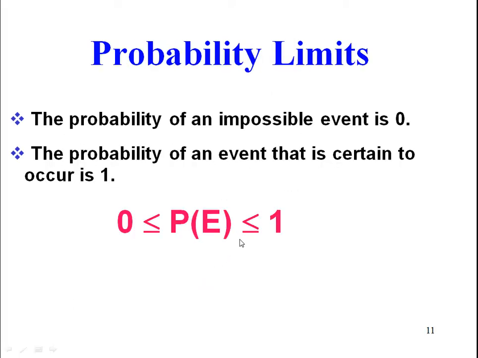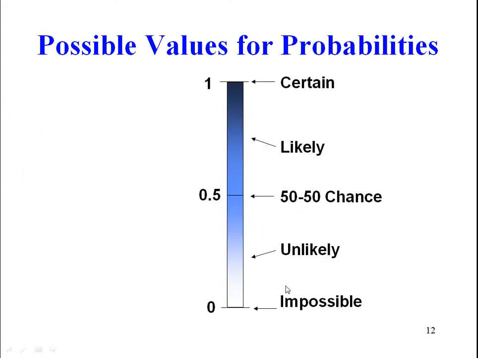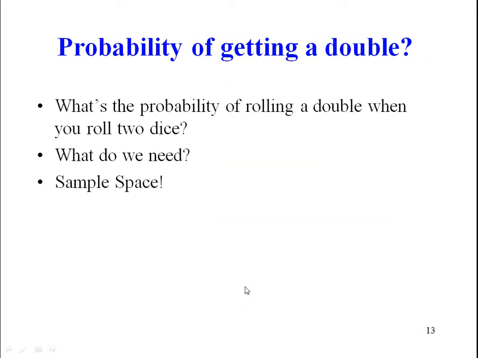Okay, so now all probabilities are between 0 and 1, because either it can't happen or it has to happen. Okay, and here's a little graph of that. Impossible is 0, certain is 1, pretty likely is up here, 50-50 chance, unlikely down here.